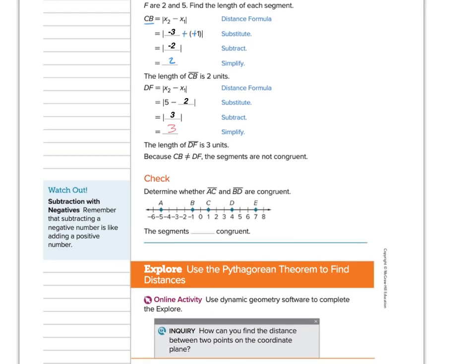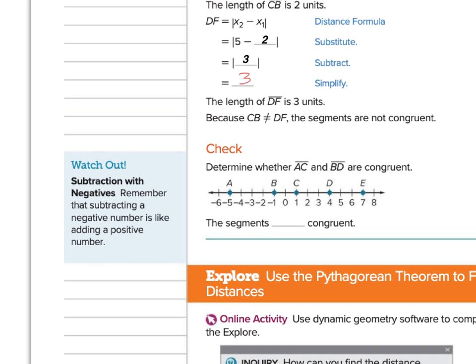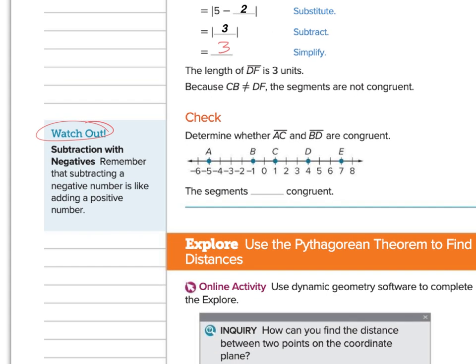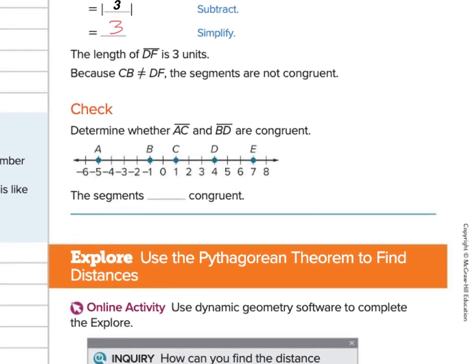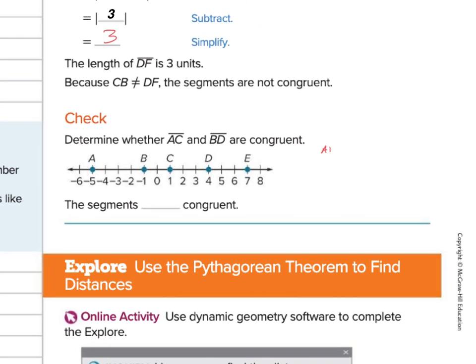Okay? So here, taking a moment, looking at this. Oh, watch out. Subtraction with negatives. Remember that subtracting a negative number is like adding a positive number. Just keep that in mind. So determine whether AC and BD are congruent. All right, let's see here. I'm going to do the math.